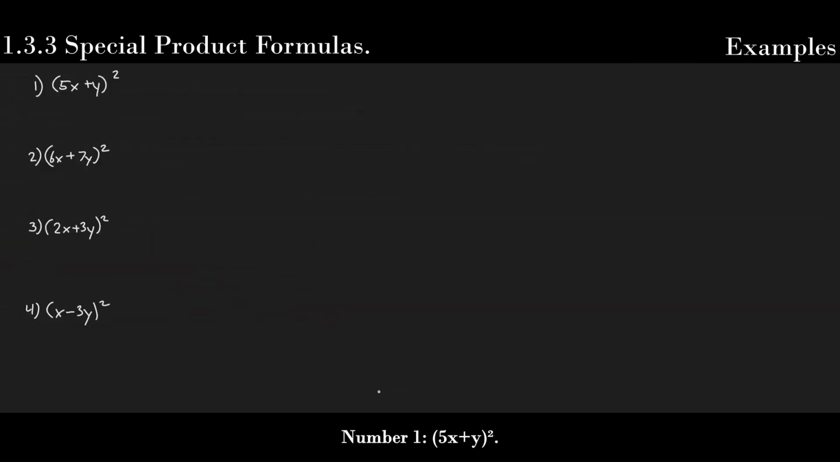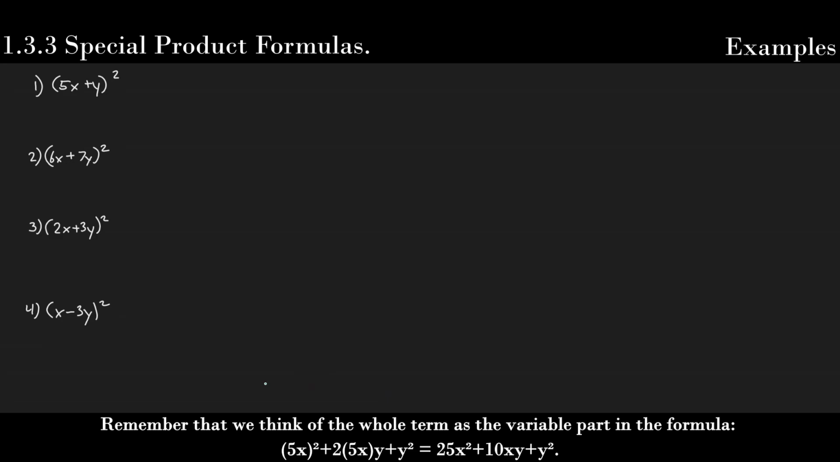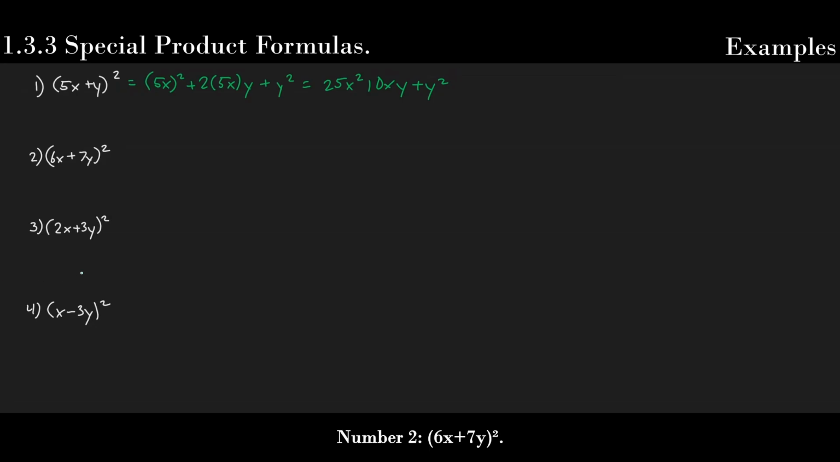Number 1, (5x plus y) squared. Remember that we think of the whole term as a variable part in the formula. So we have (5x) squared plus twice the first term times the second term plus the square of the second term. So we have 25x squared plus 10xy plus y squared.